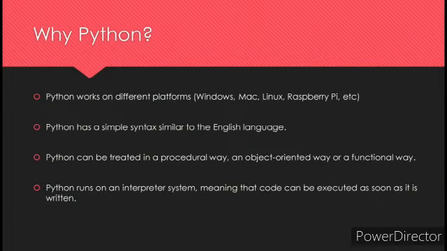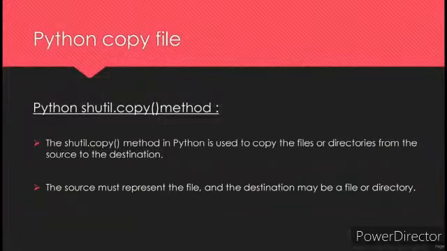Why Python? Python works on different platforms such as Mac, Linux, Raspberry Pi, Windows, etc. Python has a simple syntax similar to the English language. Python can be treated in a procedural way, an object-oriented way, or a functional way. Python runs on an interpreter system, meaning that code can be executed as soon as it is written.